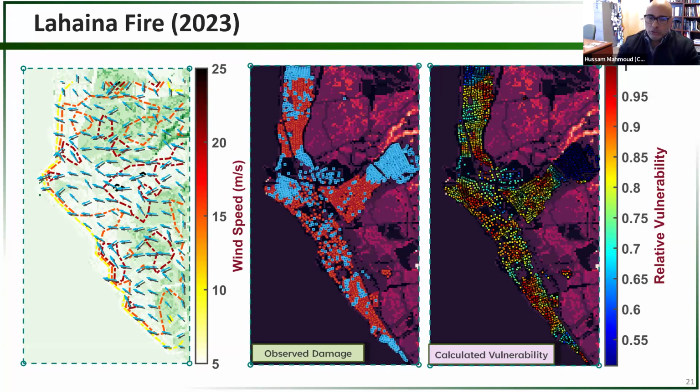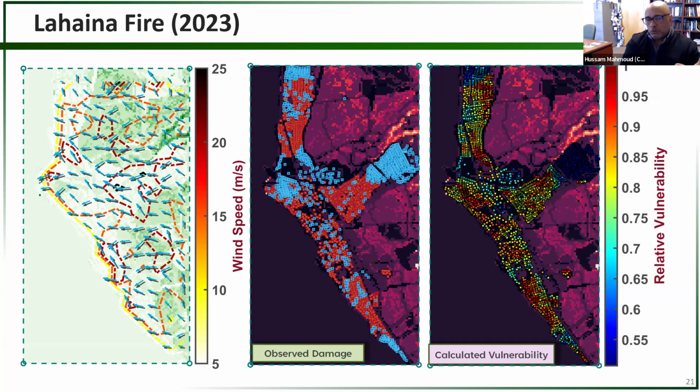And what you see in the middle picture here is the real damage. Again, blue survived and red is destroyed buildings. And what you see on the right is the calculated vulnerability from my model based on the wind field that you see on the far left. So the wind field on the far left was almost optimized to produce the right-hand side damage level. Now, the damage level, again, is listed in relative vulnerability, but it matches really, really well with what was observed.